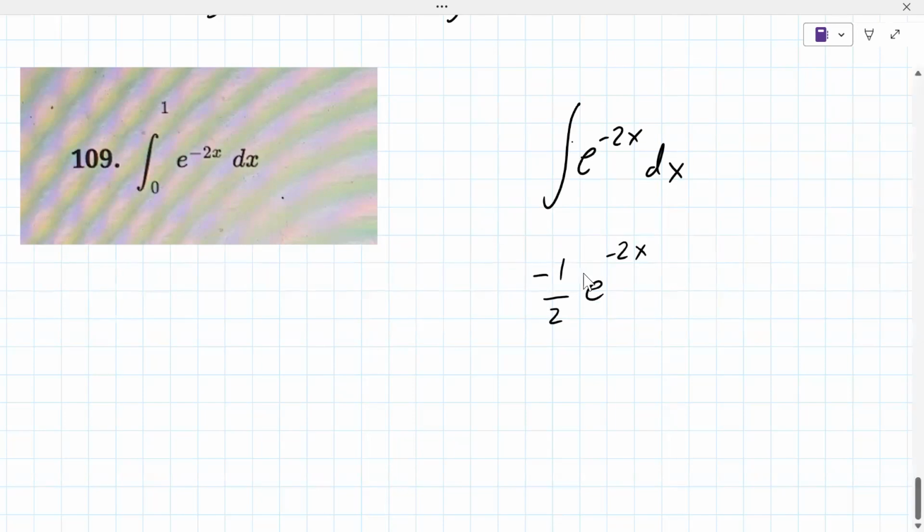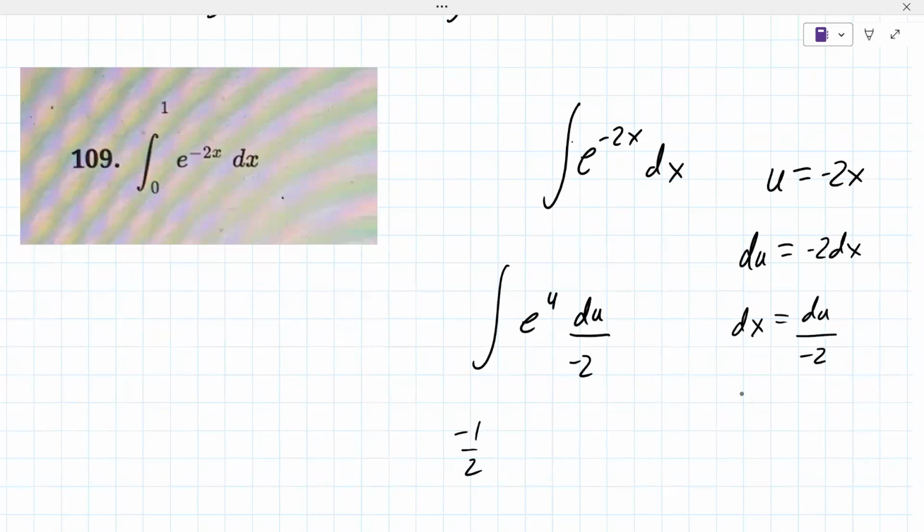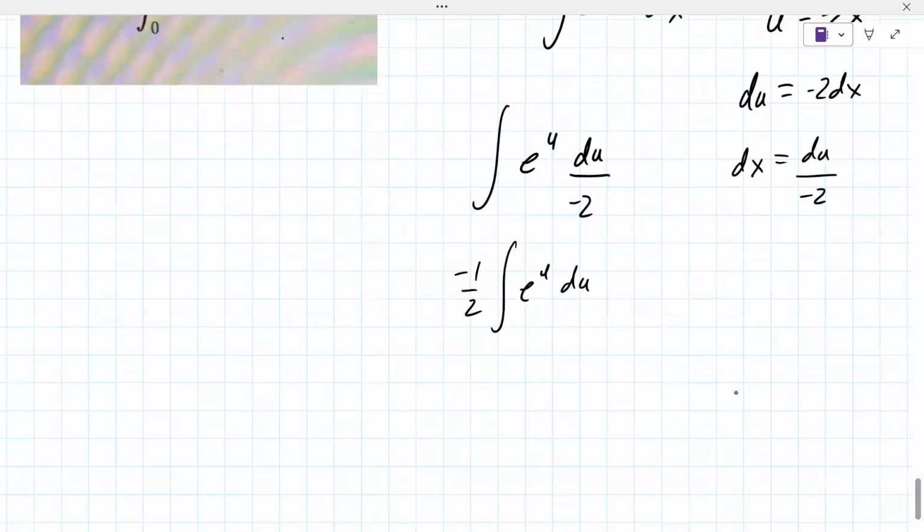Okay, so we're kind of far away. Your u should be minus 2x. Is that what you have? Yeah. So du is minus 2 dx, dx is du over -2. So it's the integral of e to the u du over -2, so it is -1/2 integral e to the u. So it just is -1/2 e to the u.